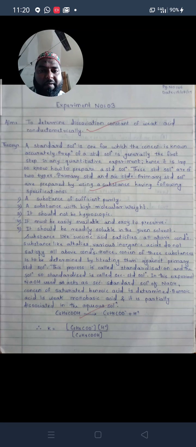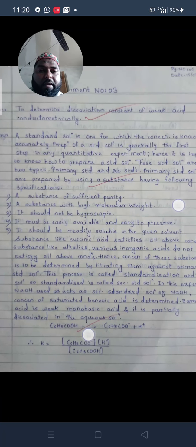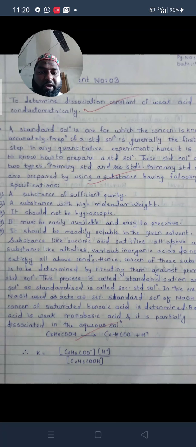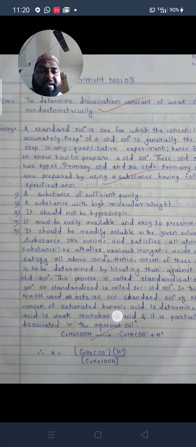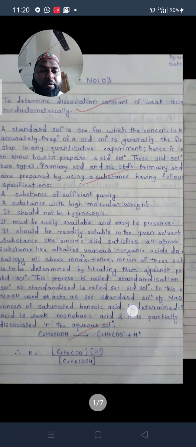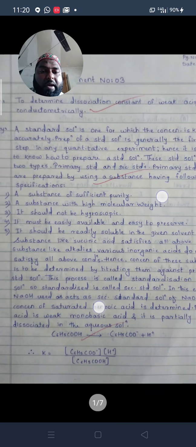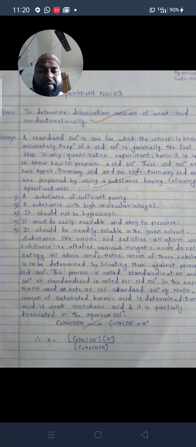This is the first step in any quantitative experiment. Hence, it is important to know how to prepare the standard solution. Standard solutions are of two types, primary standard and secondary standard. Primary standards are prepared using a substance having the following specification: a substance of sufficient purity, with a high molecular weight, it should not be hygroscopic, it must be easily available and easy to preserve, it should be readily soluble in the given solvent.